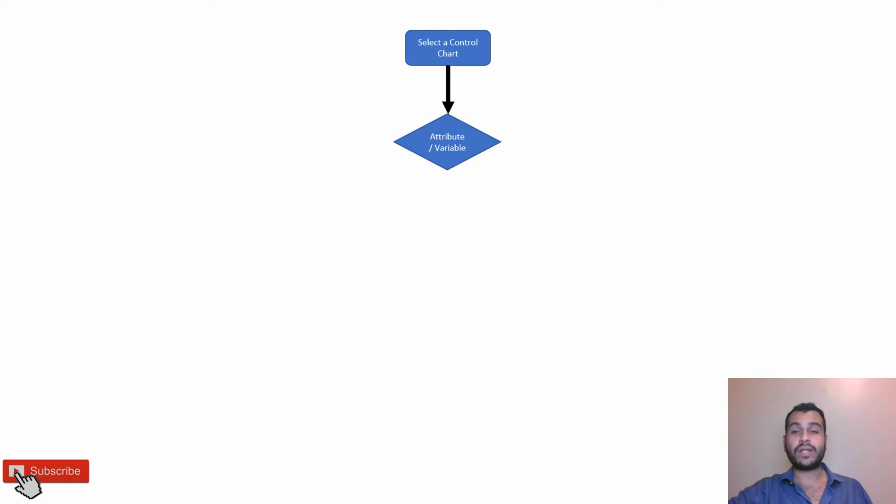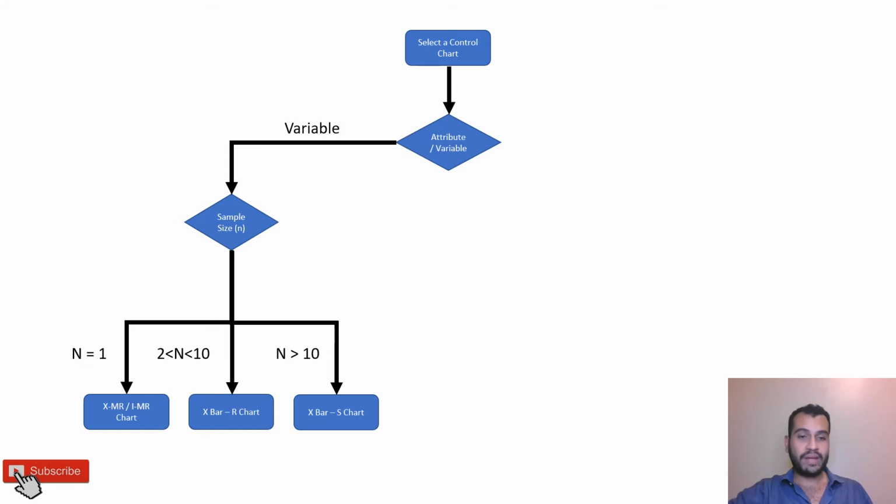Now, I'm going to take you through the hierarchy of selecting a control chart. Okay, this is very important. The first step is to decide whether the data is variable or attribute data. If it's variable data, you then have to select the sample size. If n is equal to 1, then you will select an XmR or IMR chart. If it's between 2 to 10, you'll select the X bar R chart. And if it's greater than 10, you will select the X bar S chart.